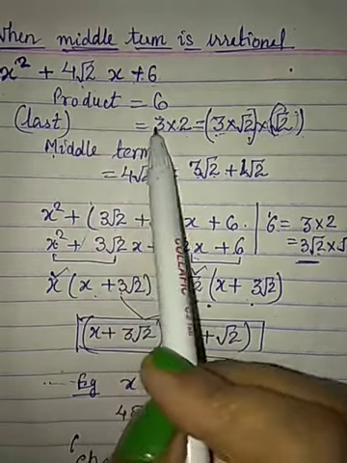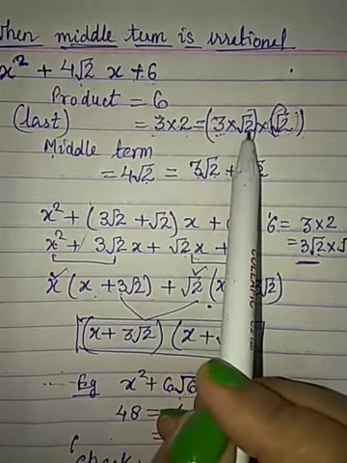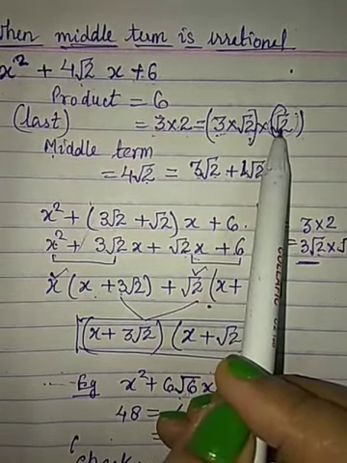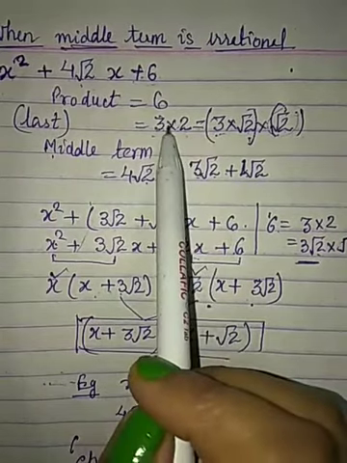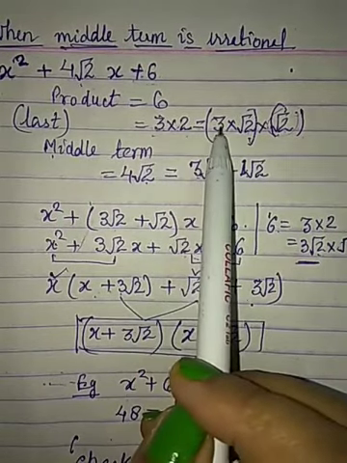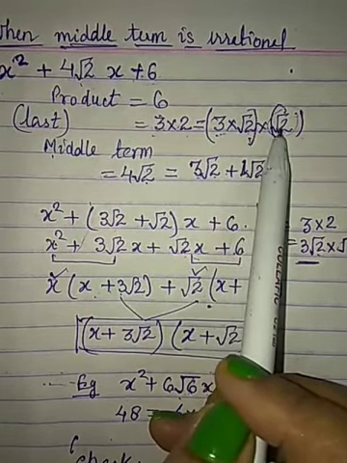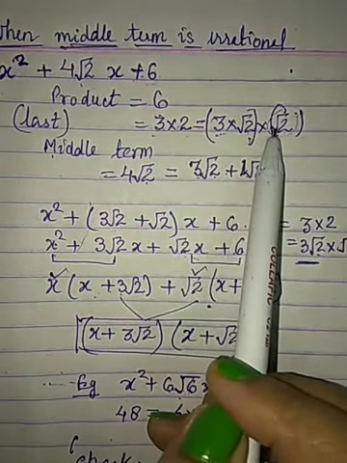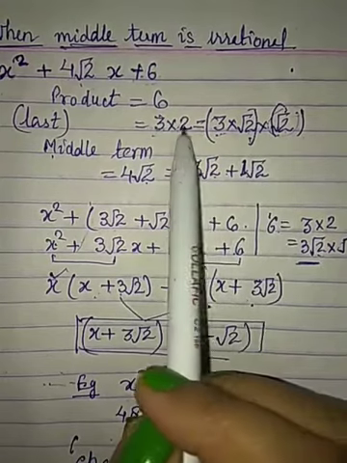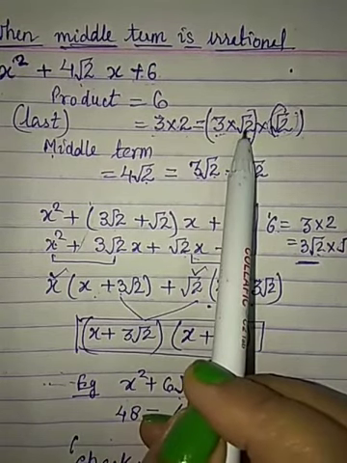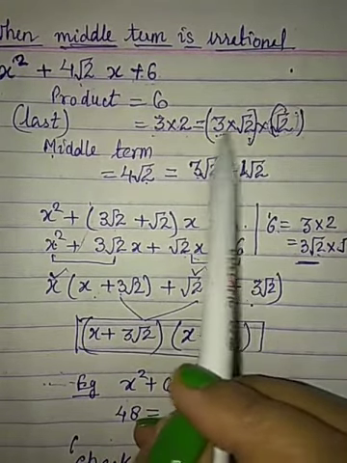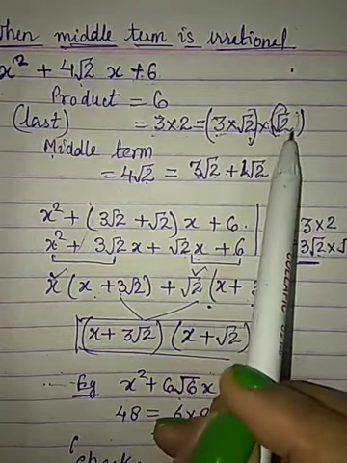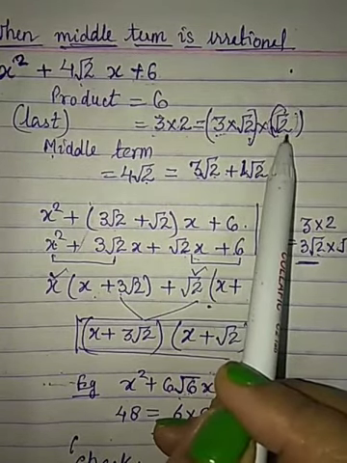So what else can we do? This 2 can be written as root 2 and root 2. So we can write this 3 into 2 as 3 root 2 into root 2. We know that root 2 into root 2 gives you 2 only. So we can see the first factor as 3 root 2 and the second factor as root 2.